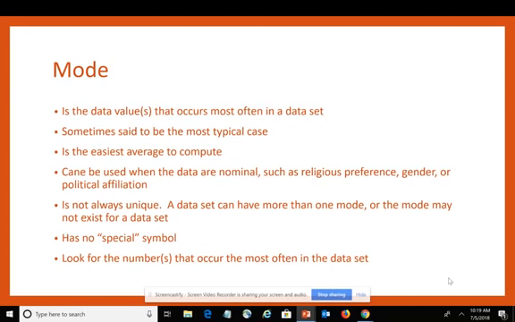It's not necessarily unique to the data set because you can have more than one mode, or it is possible you don't have a mode or a value that occurs the most often in the data set. It doesn't really have a special symbol, and you just basically have to scan the list. From a quantitative standpoint, you can again use the stem and leaf to help you identify the mode.